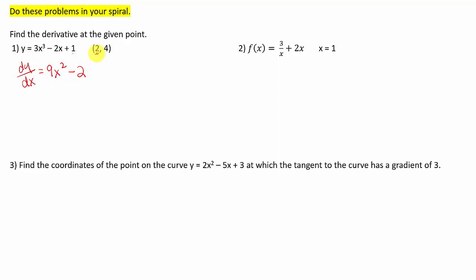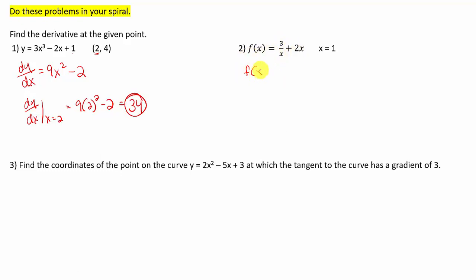I now just need to plug in my x. So dy dx when x equals 2 is going to be equal to 9 times 2 squared minus 2. 2 squared is 4 times 9 is 36 minus 2 gives us 34. So that is the derivative at the given point. Okay, and remember that means that that's the slope of the tangent at that point and the slope of the curve at that point.